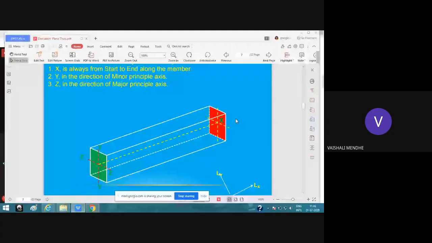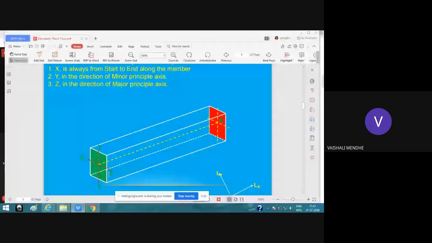This means if your member is an inclined member, the x-axis will always be along that member, and that always goes from the starting node to the ending node of the member. And y is in the direction of the minor principal axis, and z is in the direction of the major principal axis.